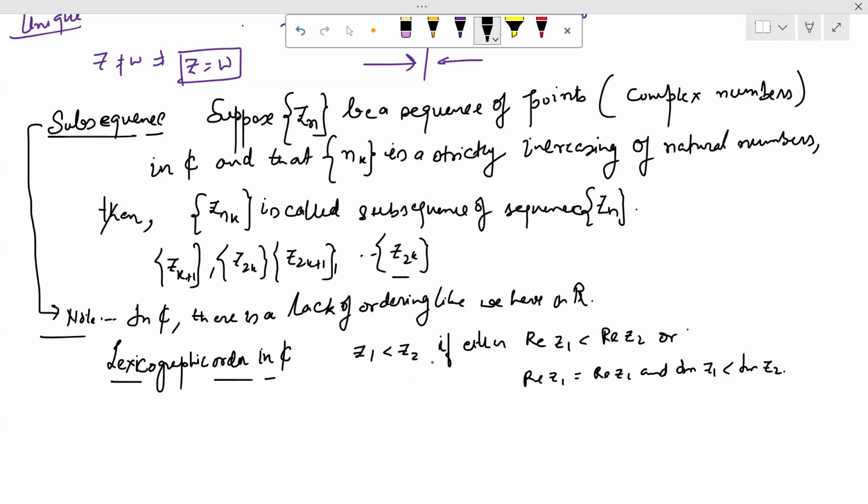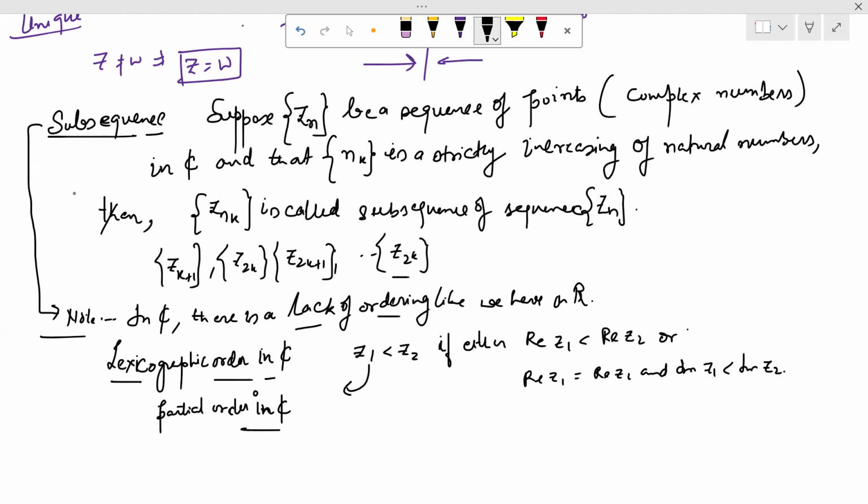However, in true sense, this is a partial order in C. I hope you might know what a partial order is. If you don't know, then please say so in the comment section, and I'll explain all those things. But okay, there is a sense of partial order in C. Do understand that this is called a lexicographic order in C. Otherwise, one has to remember that there is a lack of ordering like we have on R.